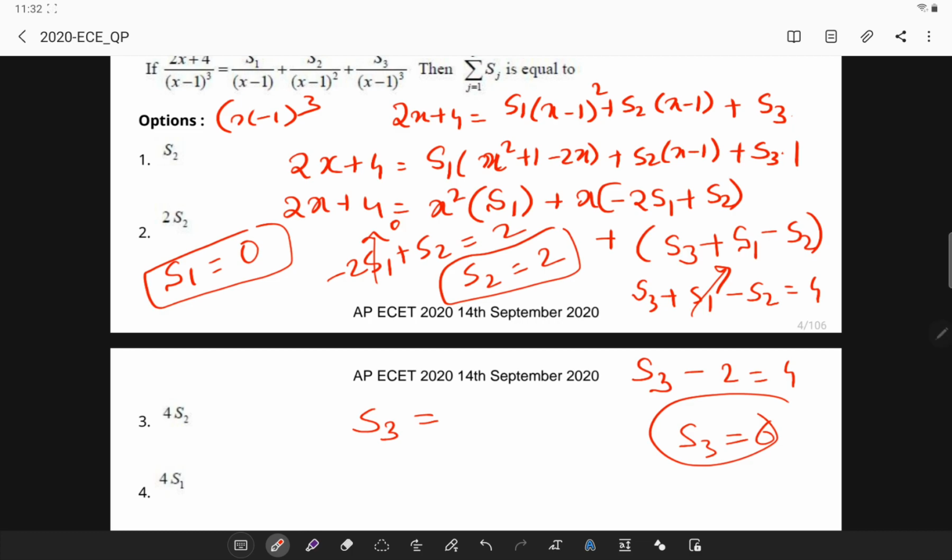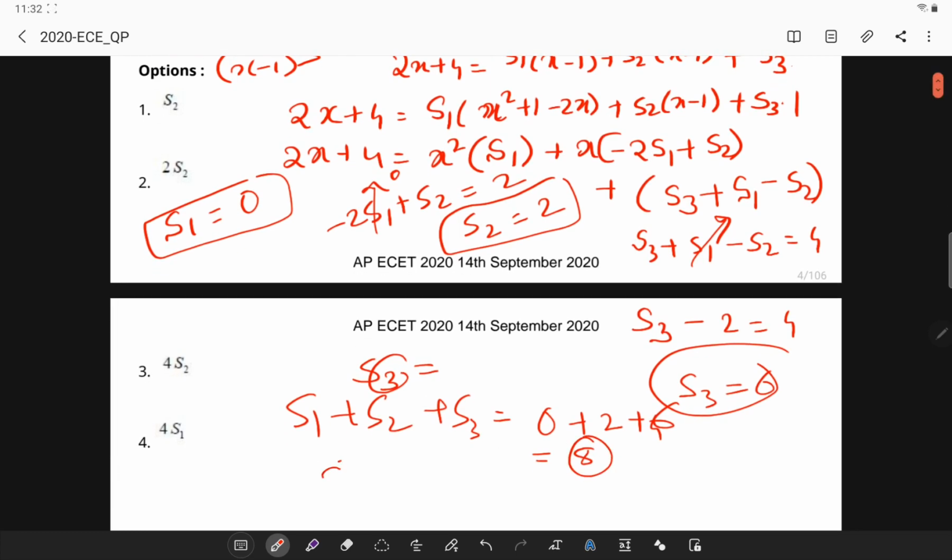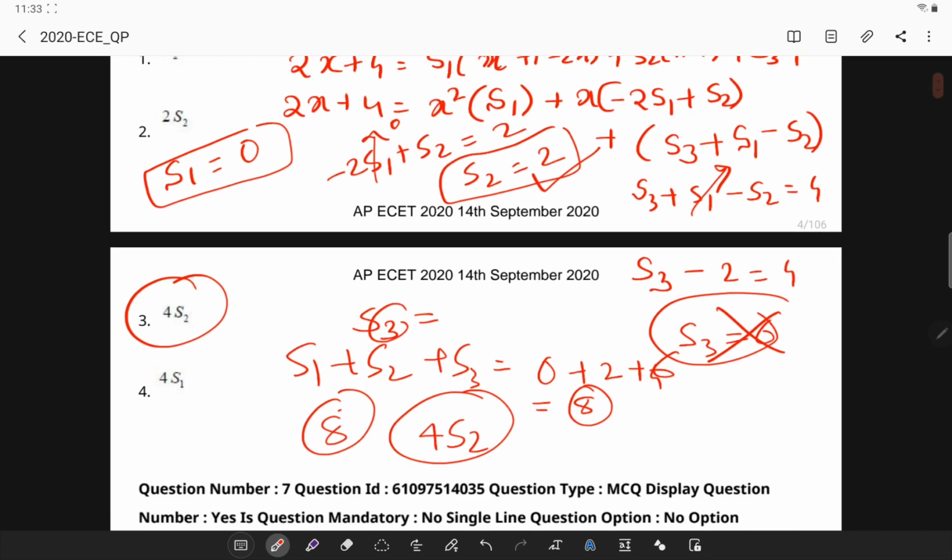So the question is the summation of s1 plus s2 plus s3, which is 0 plus 2 plus 6, which is 8. So if you see 8, I can't write it as a multiple of s3, whereas I can write it as a multiple of s2. So the answer is 4 times s2.